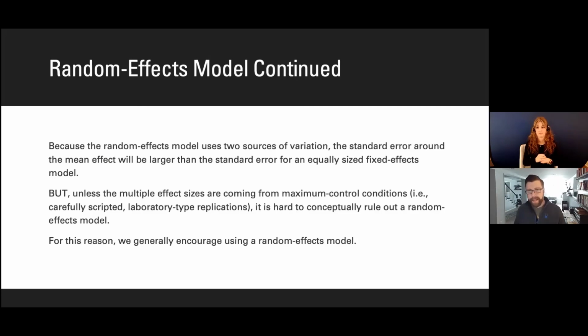And again, unless we have these pretty carefully scripted laboratory type conditions going into generating effect sizes for our meta-analysis, it's hard to conceptually rule out a random effects model. And Terri described typically sized meta-analyses in education research being anywhere from 20 to 30 or 40 studies. It's usually implausible that those are homogeneous distributions of effect sizes, meaning a random effects model is probably the more appropriate model to start with.